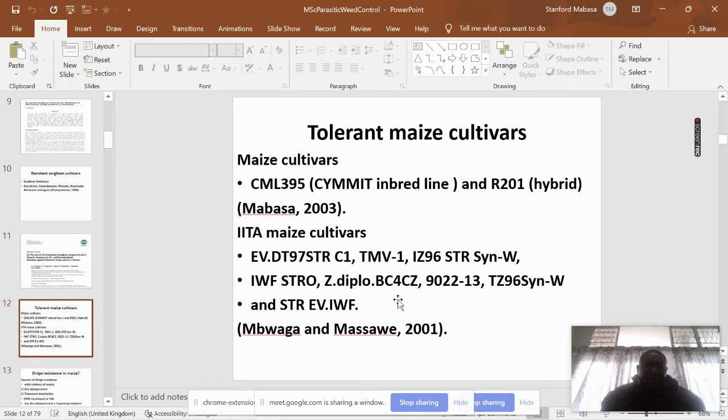Then there are also some IITA maize cultivars with those names, which were screened in Tanzania, and they were found to tolerate the presence of Striga. These were reported by Mbraga and Masawi in 2001.